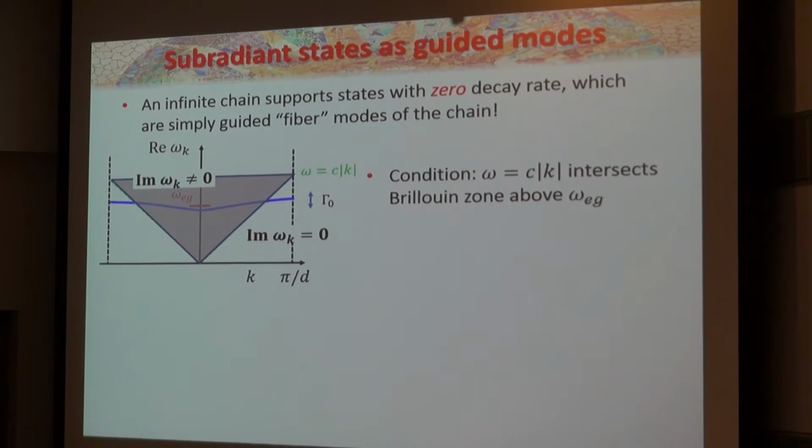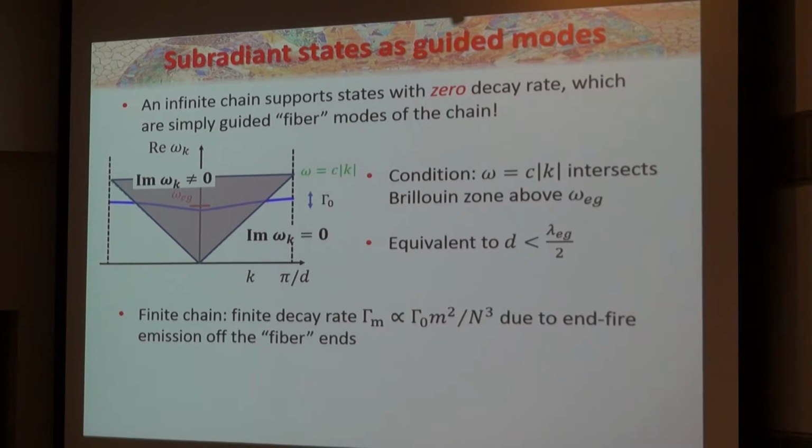Okay, so you can rewrite that in terms of distances if you want. And in terms of distances, that's exactly the condition we found before for finite systems. When the lattice constant is below lambda over 2, then you're guaranteed to have these perfectly guided modes that never decay. So again, this is the infinite system. And then you can go back and reinterpret the finite system if you want. Well, I know an infinite system of atoms is just a fancy optical fiber. And if I cut an optical fiber, it's allowed to decay just by firing light off the ends.